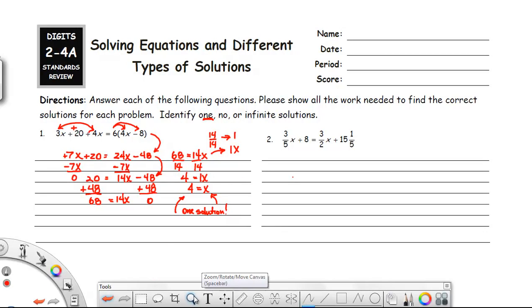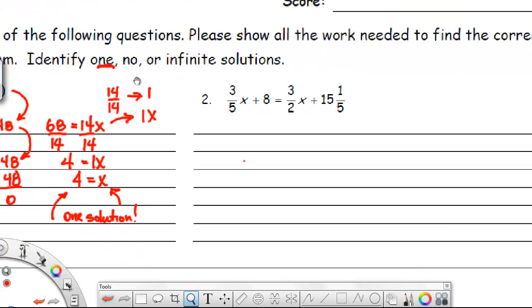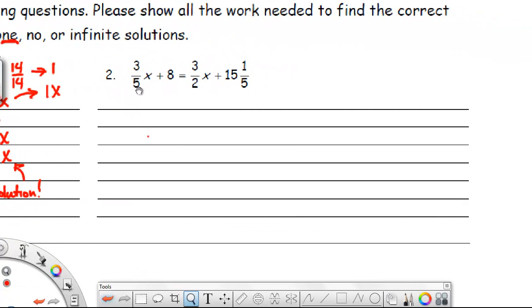Okay, let's move on to problem number 2. And out of the ones on the quiz, I think this is the most difficult. So we have to find a common denominator. And we know our common denominator most likely will be 2 times 5. So we're going to use 10 for our common denominator.